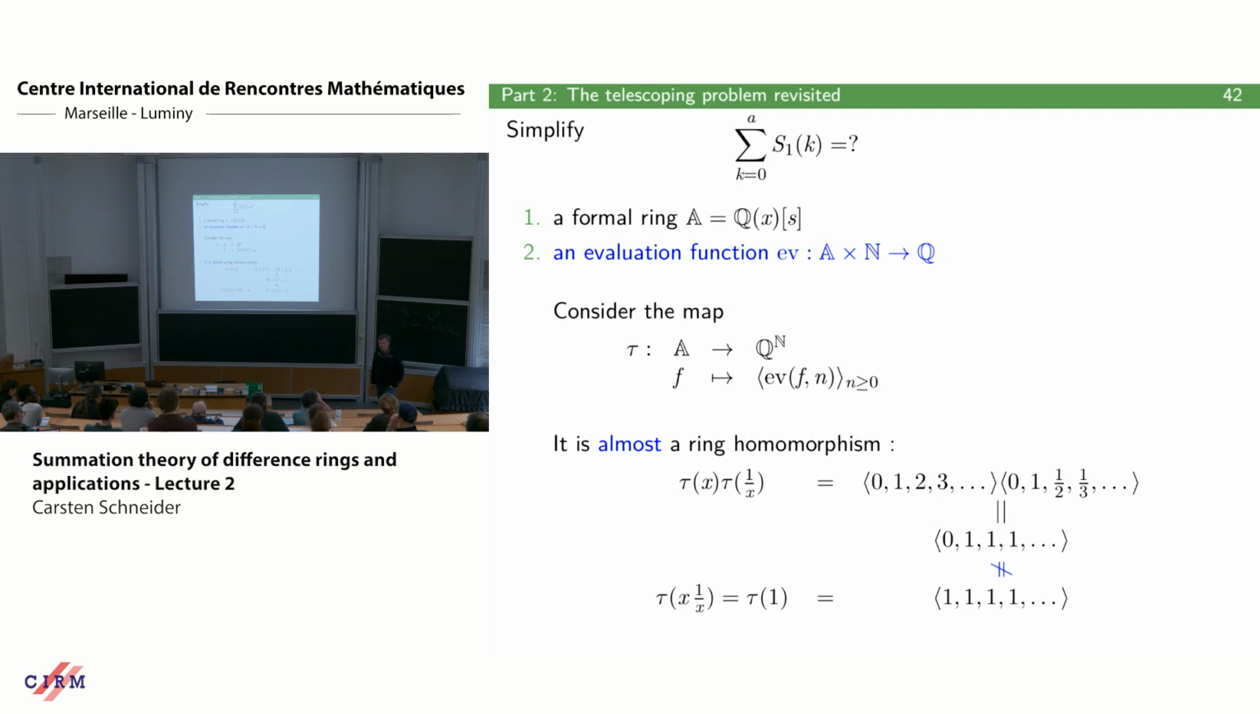Yeah? What if we change the convention and take infinity instead of 0 for 1 over 0? Yeah, but one has still to do something. So that, but it goes in the same direction as what you suggest.